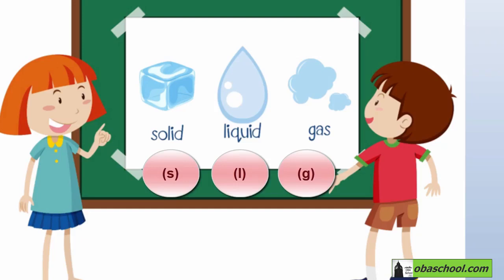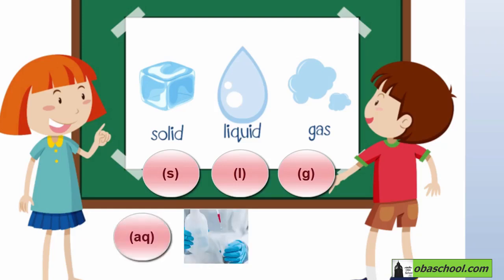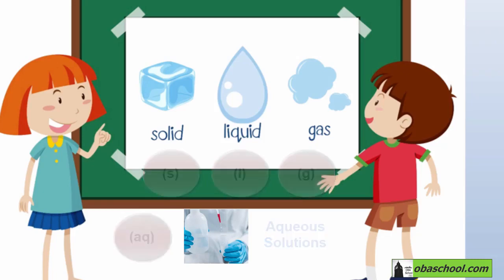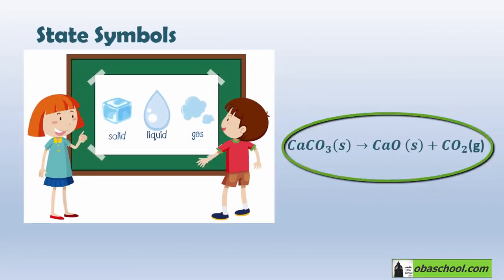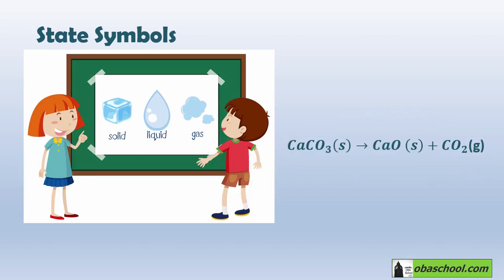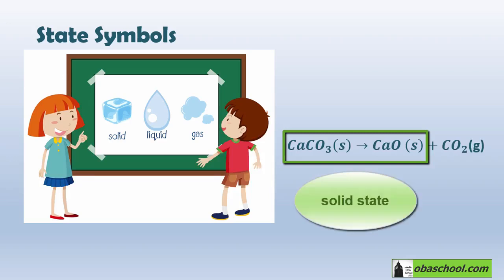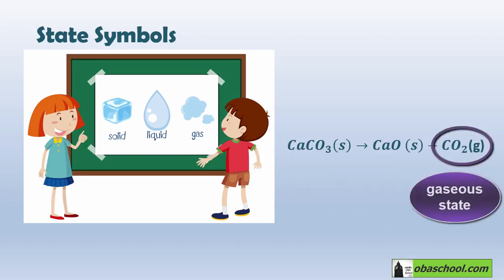A fourth special state symbol is AQ, which is used for substances which are dissolved in water, and these are called aqueous solutions. So if we want to write the previous reaction with the state symbols, we will write the following: CaCO3 (s), and on the product side we have CaO (s) and CO2 (g). This means that CaCO3 and CaO are in the solid state, while CO2 is in the gaseous state.